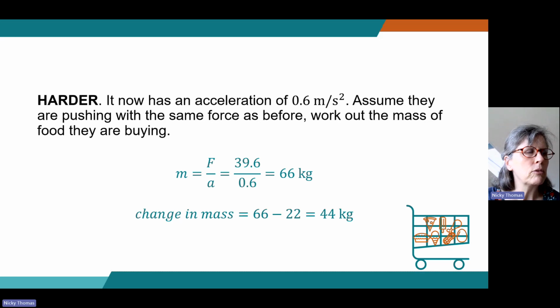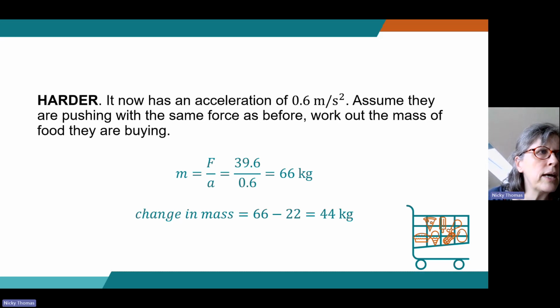Okay, now work out the mass of the food they're buying. In other words, what has the change been in that trolley? So we're making some assumptions. We're making the assumption that the force hasn't changed. So we put in the precise number in this case to get our calculations. And then there is a second step to work out our change in mass. So 66 minus 22.